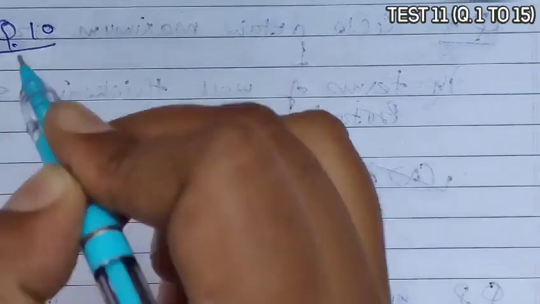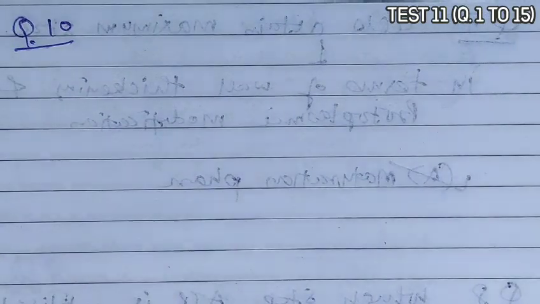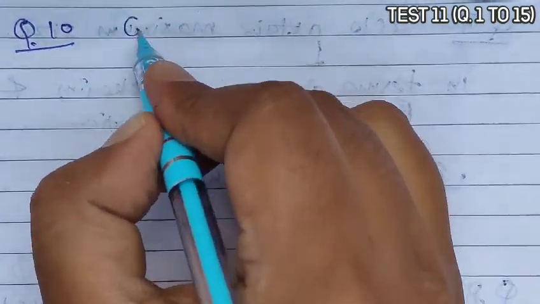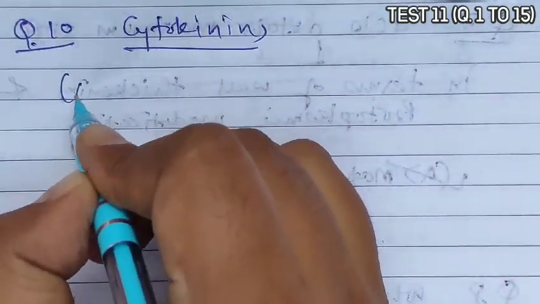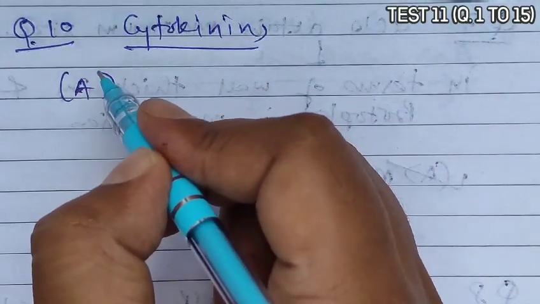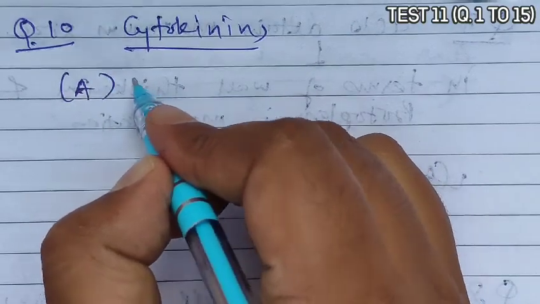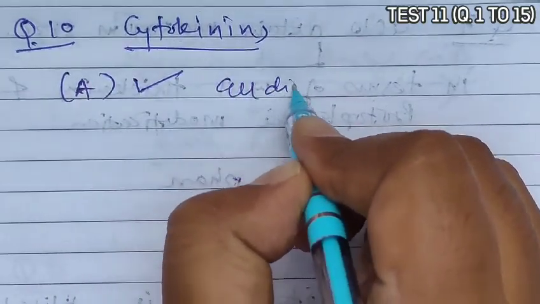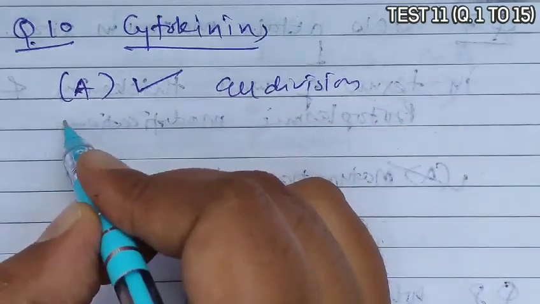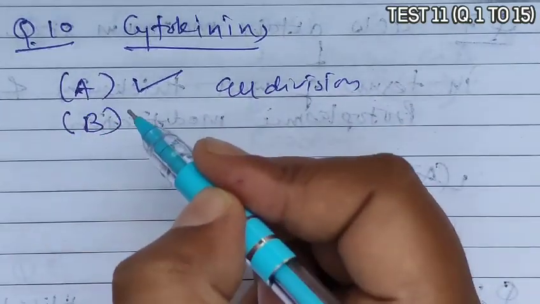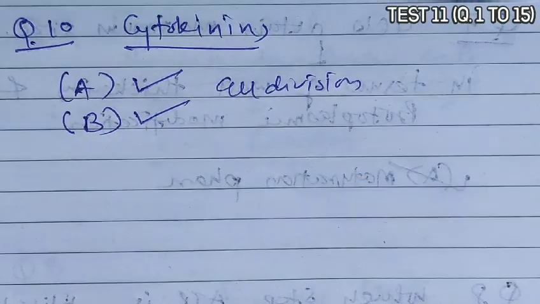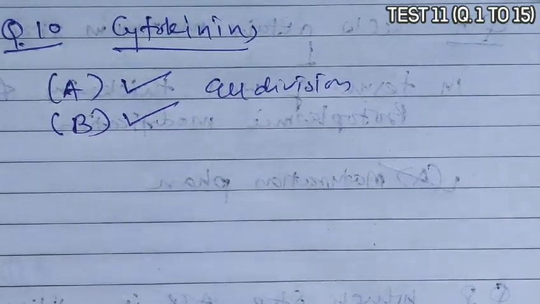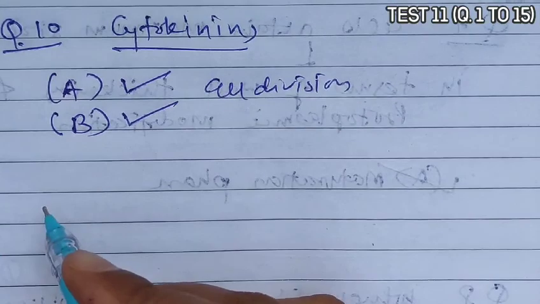Next is question 10. Question 10 asks that cytokinin, option A, help to produce new cells. Yes, it help in cell division. So if it help in cell division, then new cells are produced. B is given as help to produce chloroplast in leaves. Yes, it also produce a chloroplast in leaves. So B is correct. Chloroplasts are also synthesized.